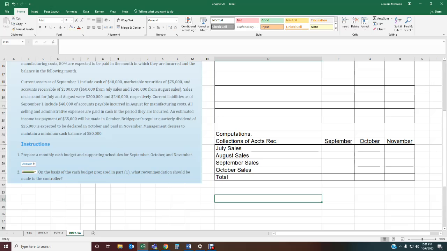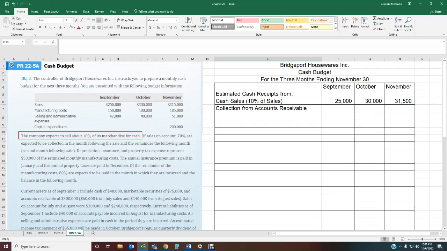So I need to do some computations for my collections of accounts receivable, and we need to be very clear on how this works. Now the problem says that you're going to get your sales, and 10% of those sales are cash. So that means 90% of the sales are on account. Of that 90% of sales on account, 70% are going to be collected in the month following the sale, and the remaining in the second month following the sale.